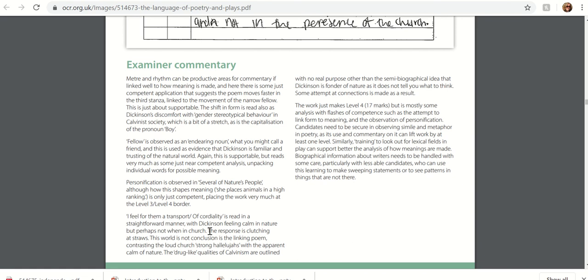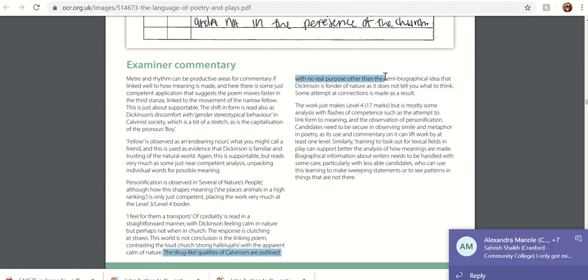And this is where it all gets a bit strange. The response is clutching at straws. What they mean there is they're just in a bit of a panic, trying to come up with some kind of answer, some kind of idea or argument. This World Is Not Conclusion is the linking poem, contrasting the loud church, strong hallelujahs with the apparent calm of nature. The drug-like qualities of Calvinism are outlined with no real purpose other than the semi-biographical idea that Dickinson is fonder of nature as it does not tell you what to think.